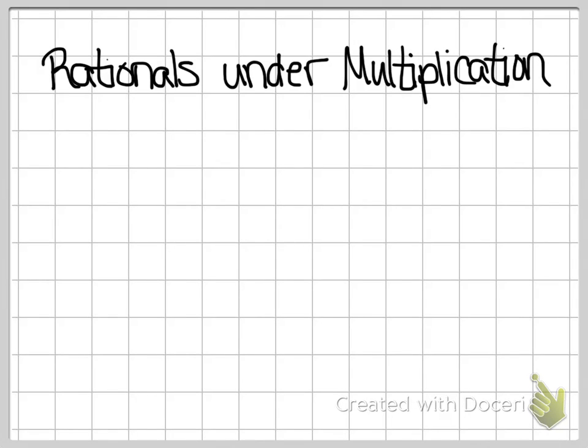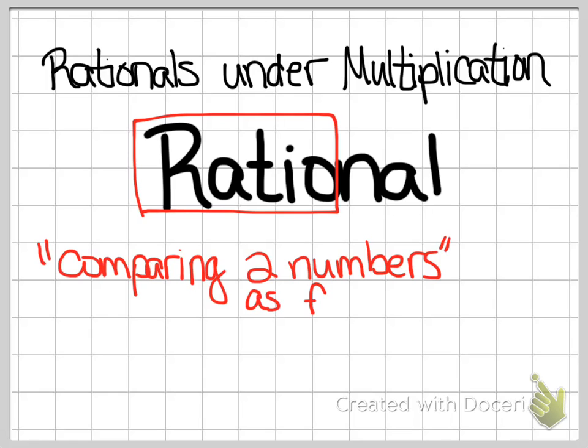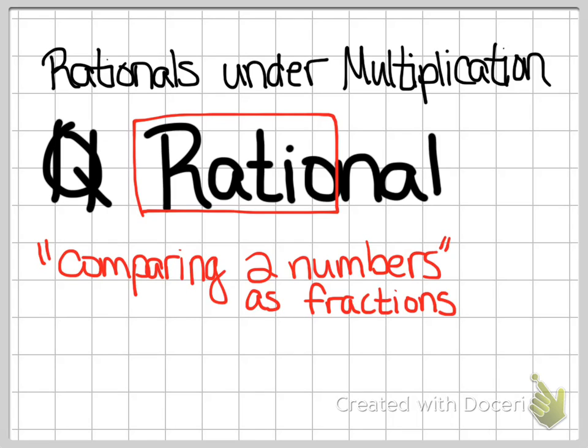Before we get into the multiplication of rationals, we should really understand just what a rational is and how it tends to behave. If we look at the word rational, we can see that ratio is actually inside. And a ratio really is just a comparison of two numbers, usually as fractions. A fun little fact is that rationals are actually known as the quotients in the real number system. So that's why I use a fancy Q as its symbol.